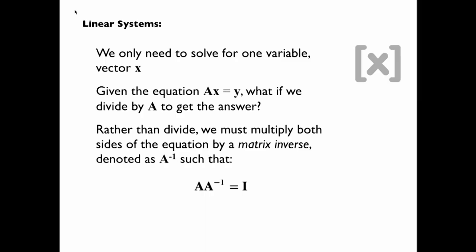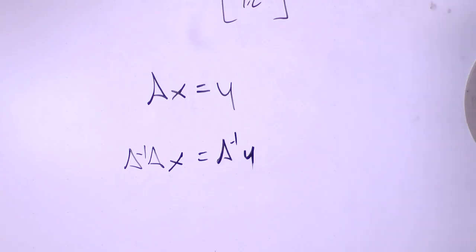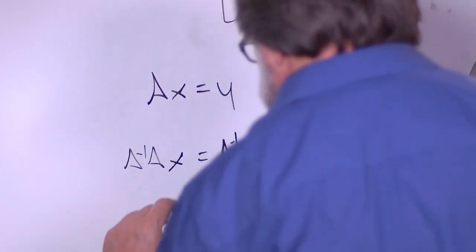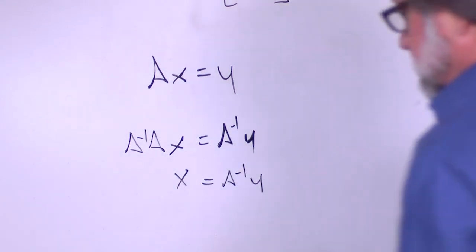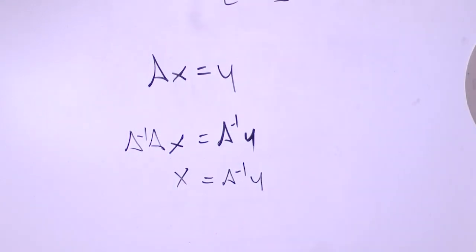However, what we can do is define the inverse of a matrix. And so rather than dividing, we multiply both sides by its inverse. So we could say A to the -1 as the inverse, times Ax equals A to the -1 times y. And in that case, this side drops out. You end up with x equals A inverse times y. So rather than dividing, you can just multiply by the inverse.